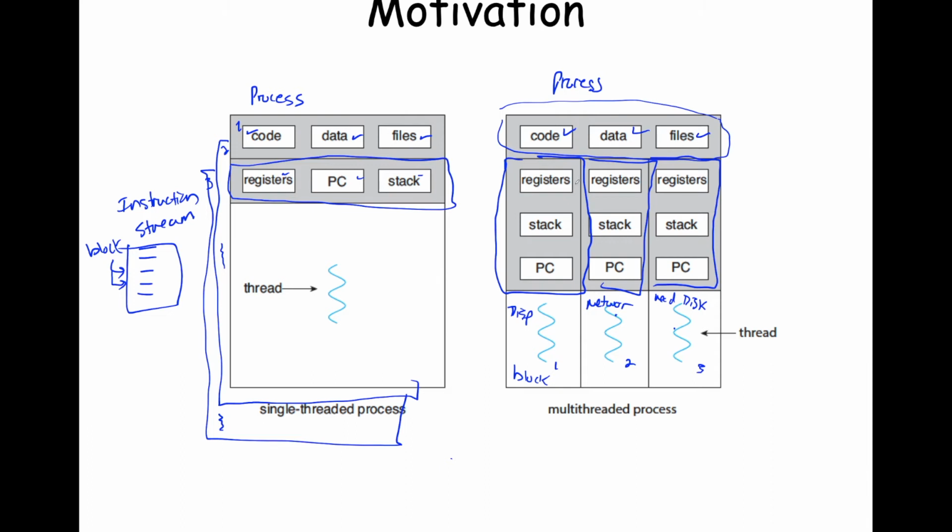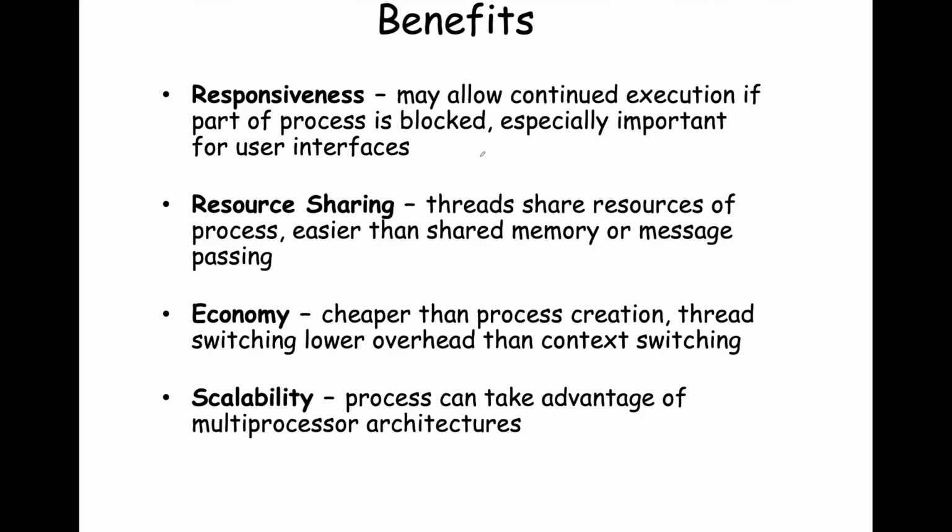So they can share these resources more easily than using IPC if they were threads within separate processes. And so this idea of resource sharing is much easier with a threaded implementation. They kind of get this resource sharing for free. Economy. It's cheaper than creating processes.